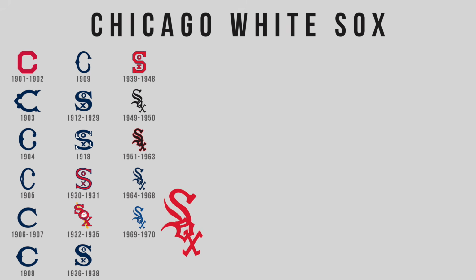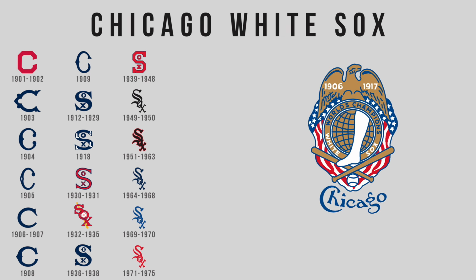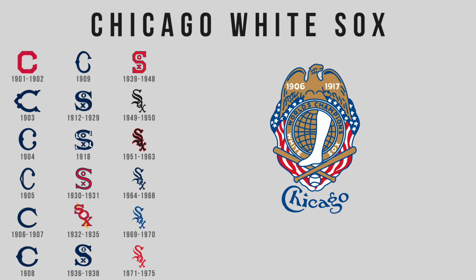After winning their second World Series in 1917, in 1918, the White Sox revealed a new logo. This logo features an American flag background. On top sits an eagle with the 1906 and 1917 in its wings, the 2 years the team had won the World Series at this point. They wouldn't win another one until 2005.